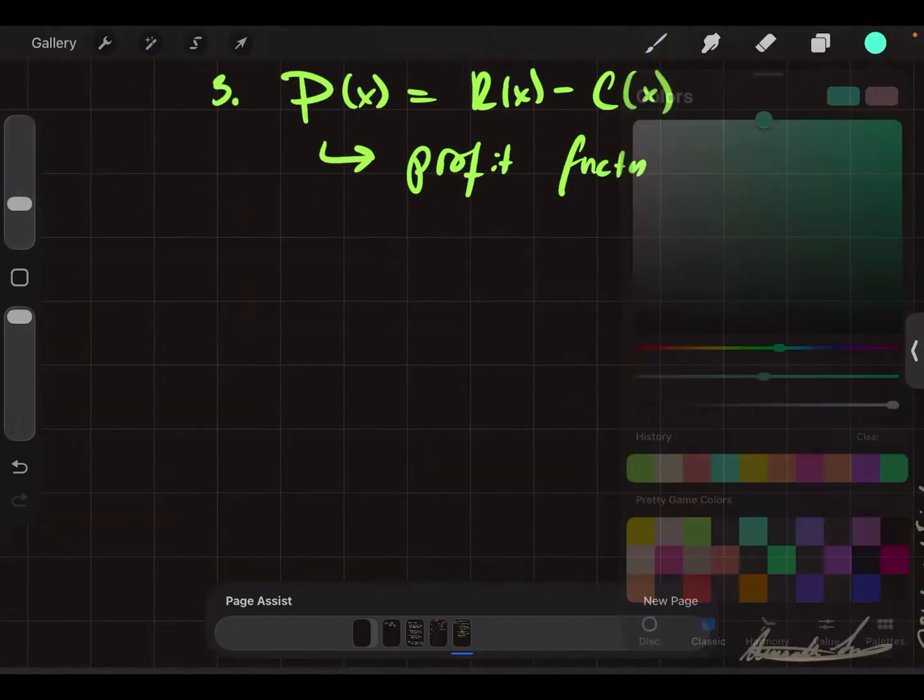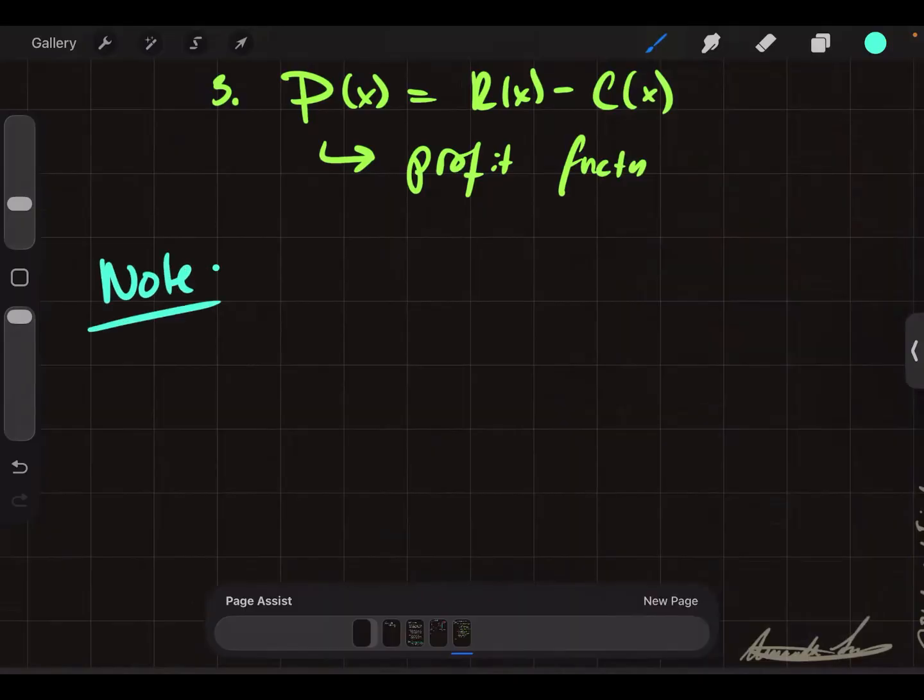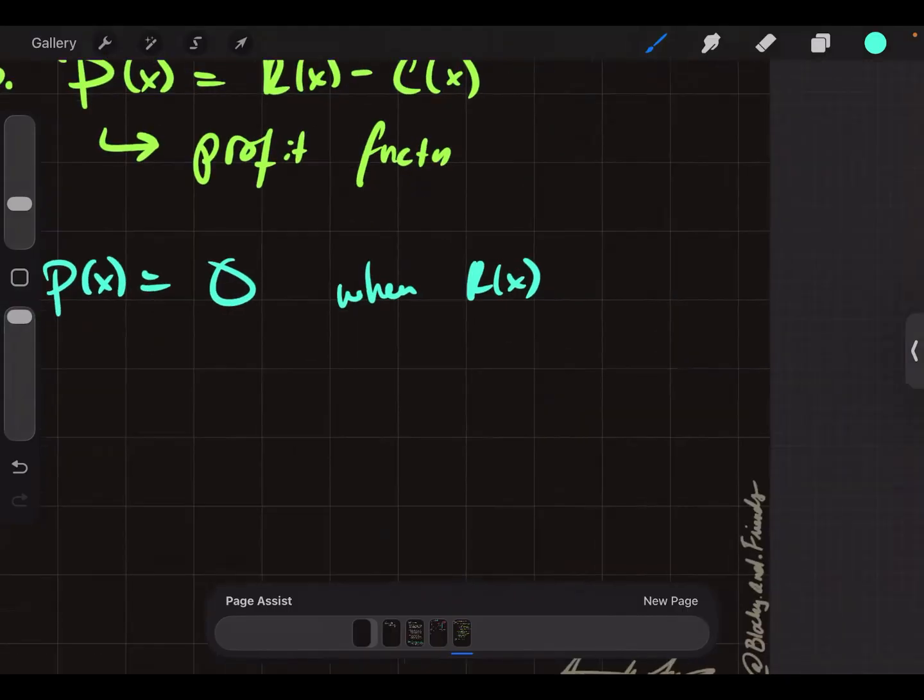Big picture, right? Let's note P of X equals 0 when R of X, your revenue, is equal to your cost. That's where you break even.